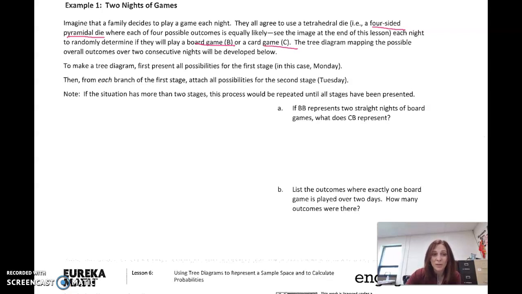So it says to make a tree diagram, first present all possibilities for the first stage, in this case Monday. I should have read this more carefully. They're going to play a game each night. They're either going to play a board game or a card game. So we're going to start with Monday, and then move to Tuesday and so on and so forth. It's really important that when you do this, you want to label, because this is the part that confuses people, like what do you start with? Start with Monday. What are our choices for Monday?